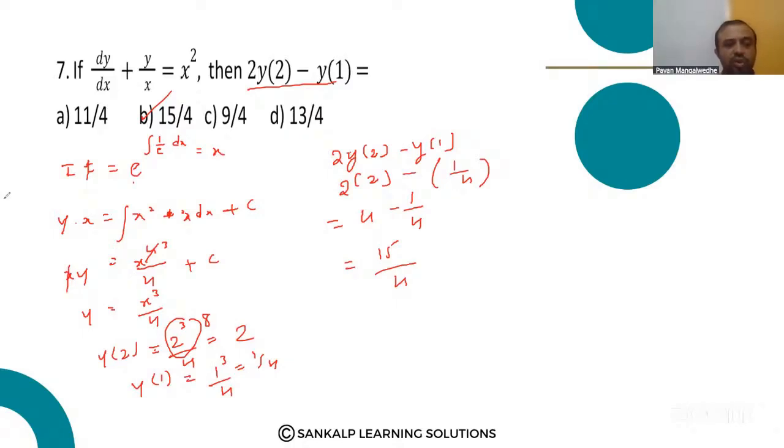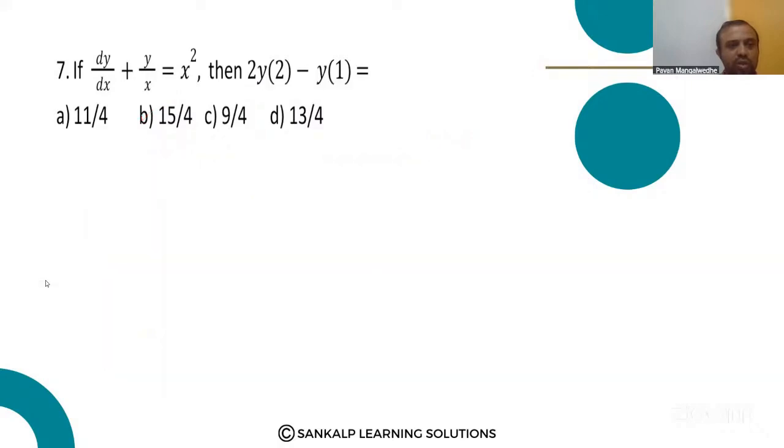We go to the next question now. The next question is here. If dy by dx plus y by x is x square, then 2y of 2 minus y of 1 is equal to what?